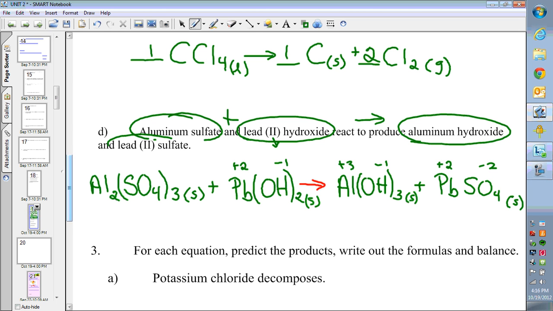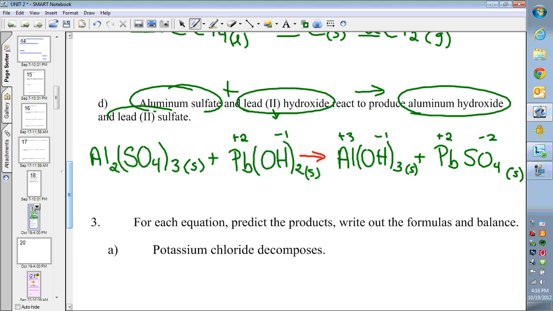Okay, so now we need to insert some numbers into this equation because it is not balanced. I have 2 aluminums on the left. I only have 1 aluminum on the right. I have 2 hydroxides on the left, 3 hydroxides on the right. That's going to be a particular problem. My leads seem to be working out just fine, and the sulfurs are all messed up. Okay, so let's, for want of anything else, let's start with these sulfurs.